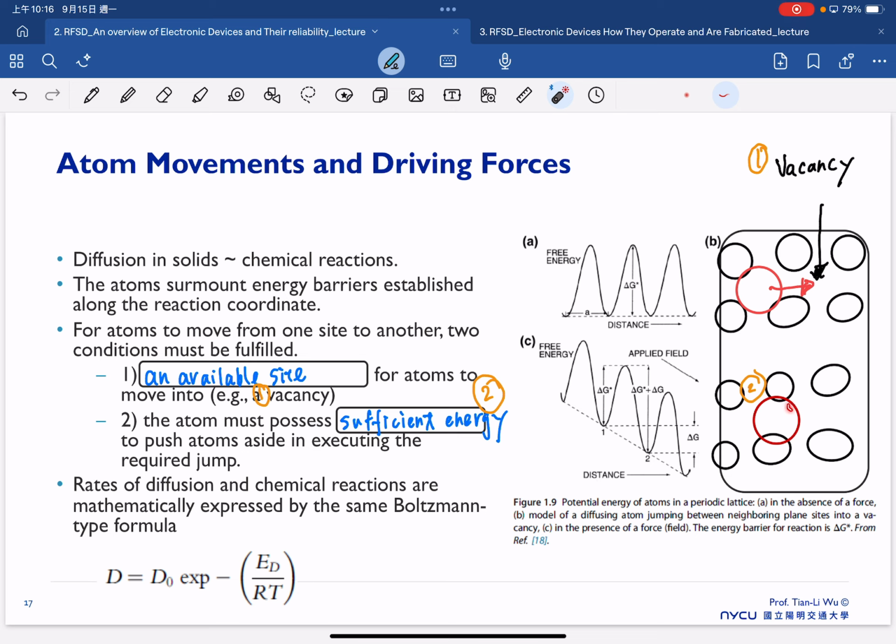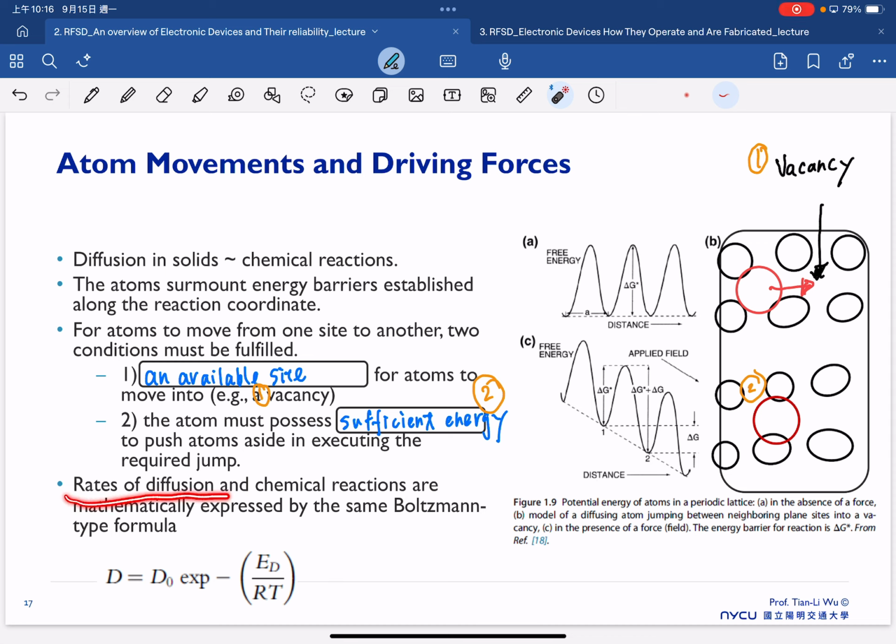And now if we want to see that one atom can be moved, that means these atoms must also possibly move to the right. That means that this atom must have sufficient energy to move from here, jump to here, right? So this schematic can also be understood from this energy barrier point of view here.